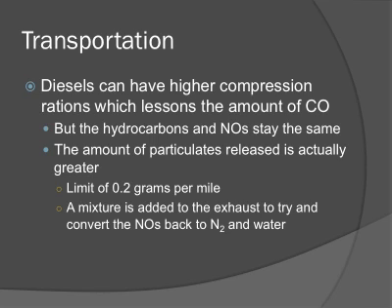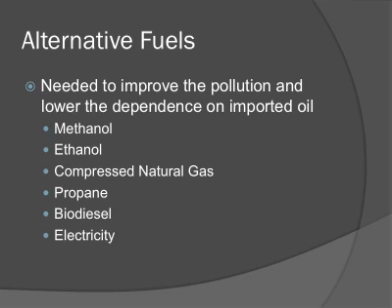So basically, we need to come up with some alternative fuels. In order to improve the pollution, the big way is we need to lower our dependence on imported oil. There are several other ways that we can get the same effects without producing as much pollution. The alternative fuels we're looking into are methanol, ethanol, compressed natural gas, propane, biodiesel, and of course electricity. Okay, so let's talk about each one of these for just a second.